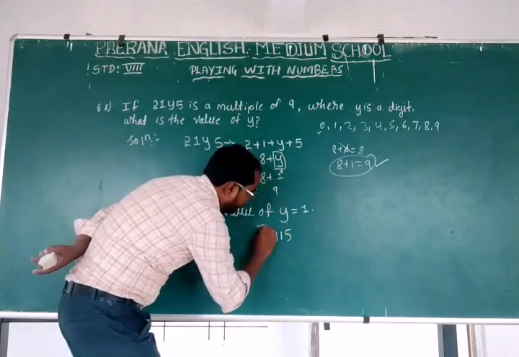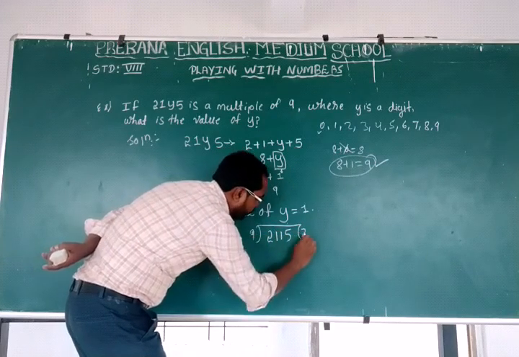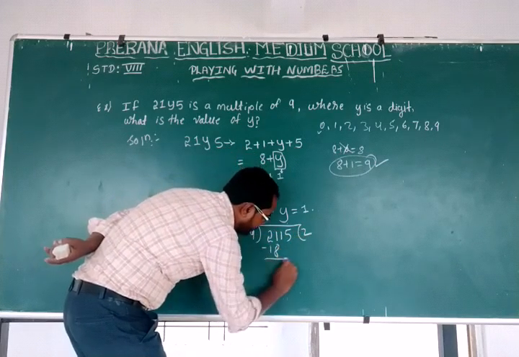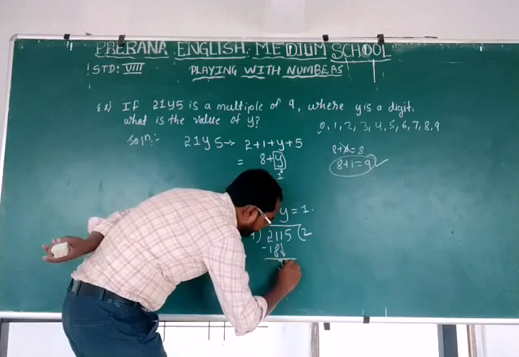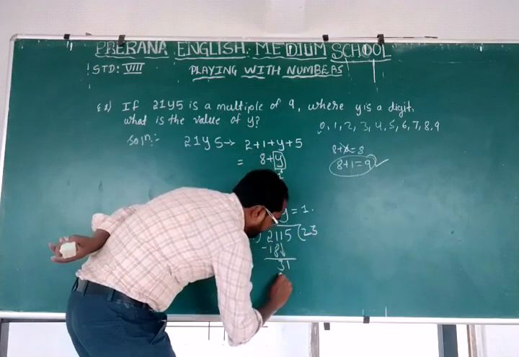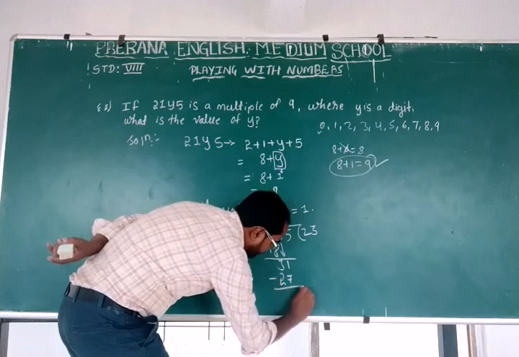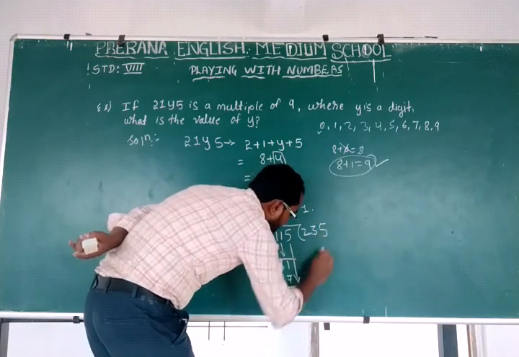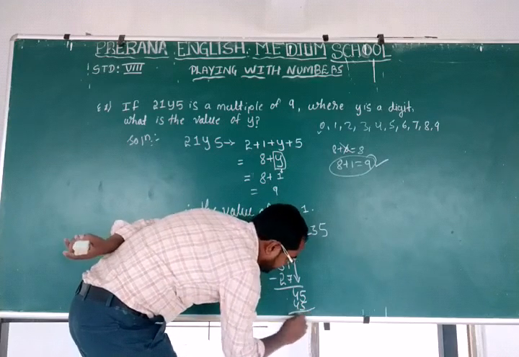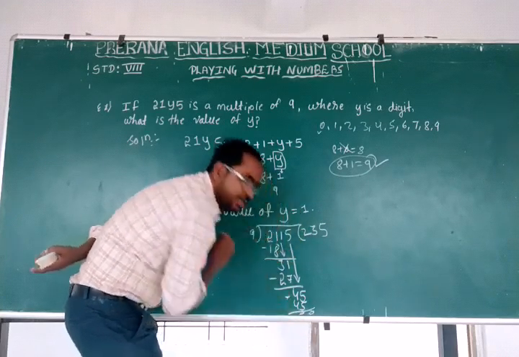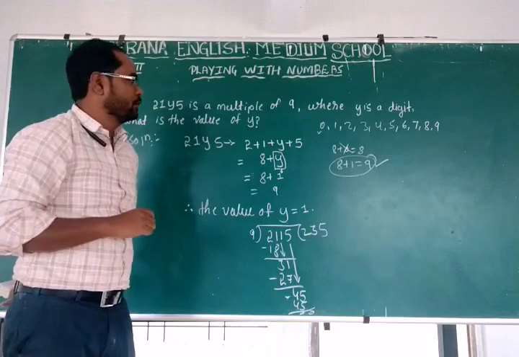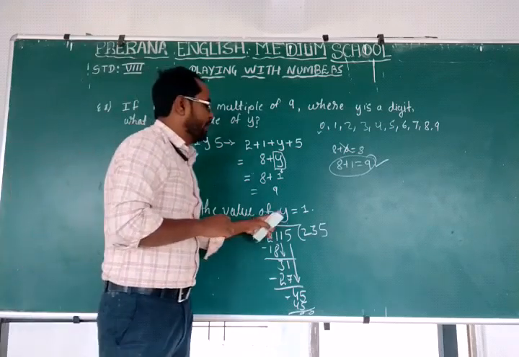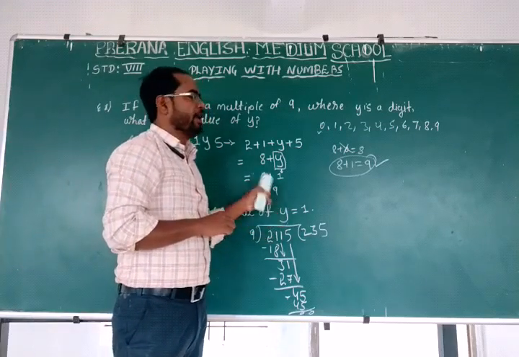2115 divided by 9. 9 into 2 is 18. Remainder is how much? 3 remains. Next one will come: 9 into 3, 27. How much remains? 4 remainder. Then 5 will come. 9 into 5 is 45, and then the remainder is 0. So that means the value of y is equal to 1.